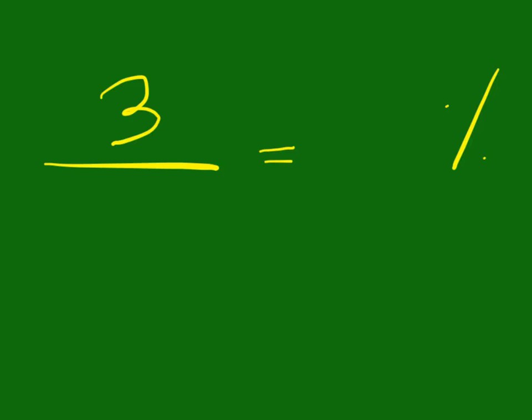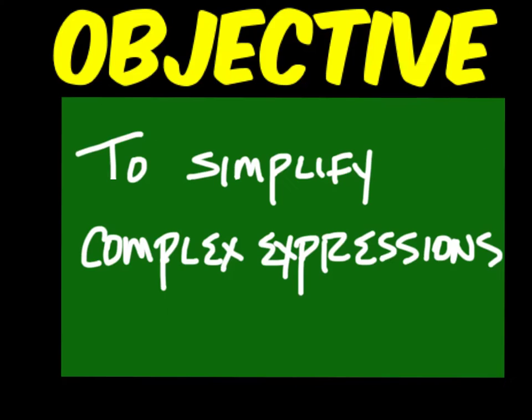Homework check. This will be from the work yesterday. 3 out of 8 is going to be a percent of 38. Objective is to simplify complex expressions.